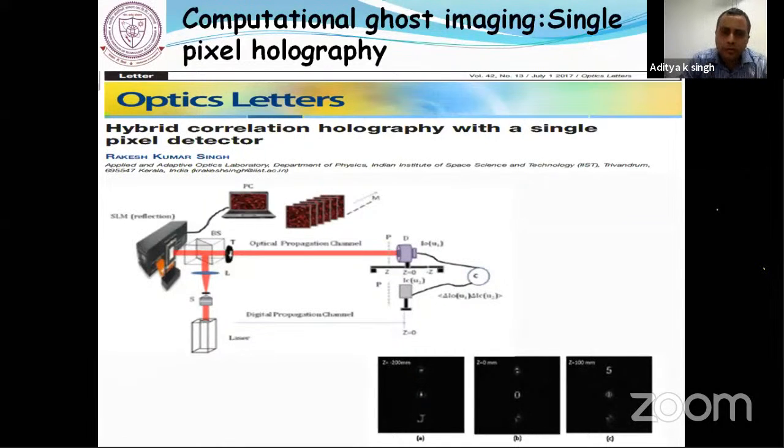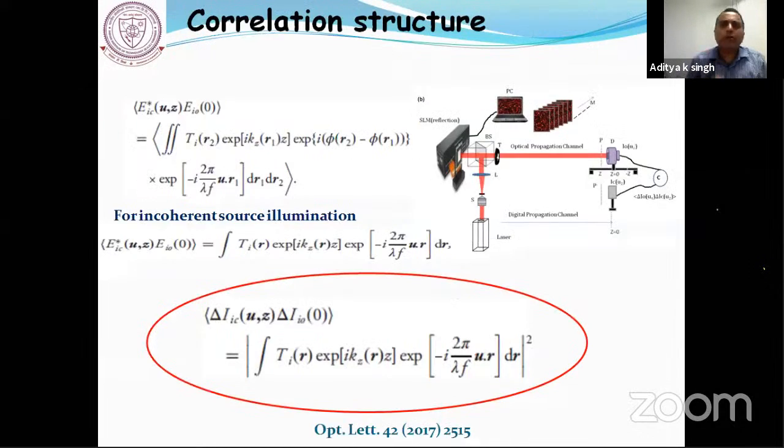So when I go to a different plane, I see one object. When I go to another object plane, I see another object. So it gives me the idea of the 3D reconstruction. Now the question is, what is the basis of this imaging approach, a single pixel holography approach?